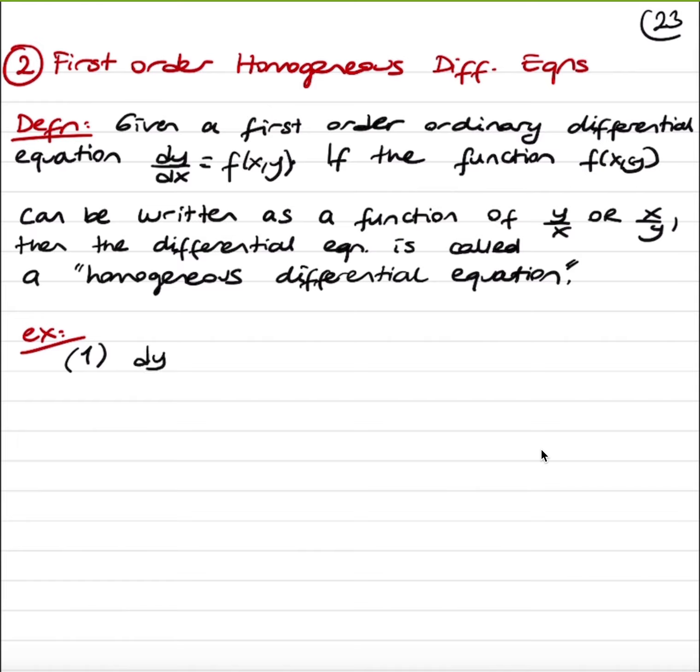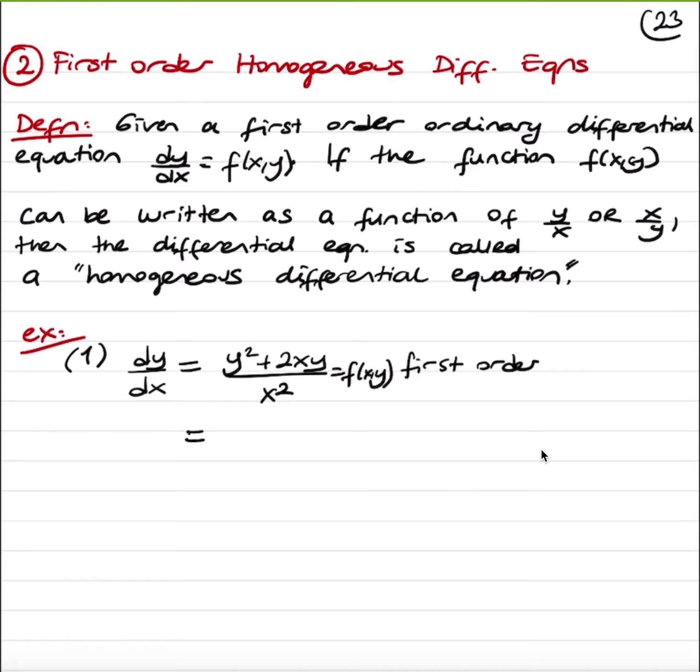So let's say that we have dy over dx is given as y squared plus 2xy over x squared. This is a first order differential equation. We have only the first derivative, dy, y prime. So this is equal to f of x y, right? Can we write this function as a function of y over x?